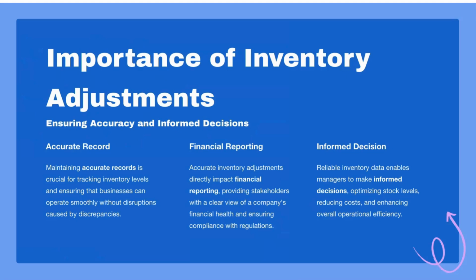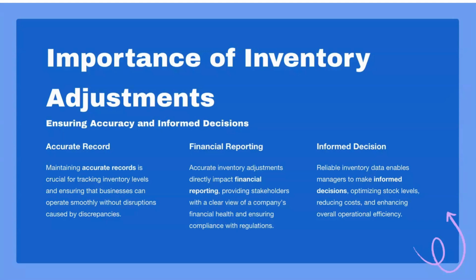Inventory adjustments exist because real life doesn't behave perfectly. Stock gets damaged, counted incorrectly, lost, returned, or received late. If those changes aren't recorded correctly, inventory numbers drift, and once they drift, decisions start being made on bad data. Adjustments are how businesses bring their system back to reality.